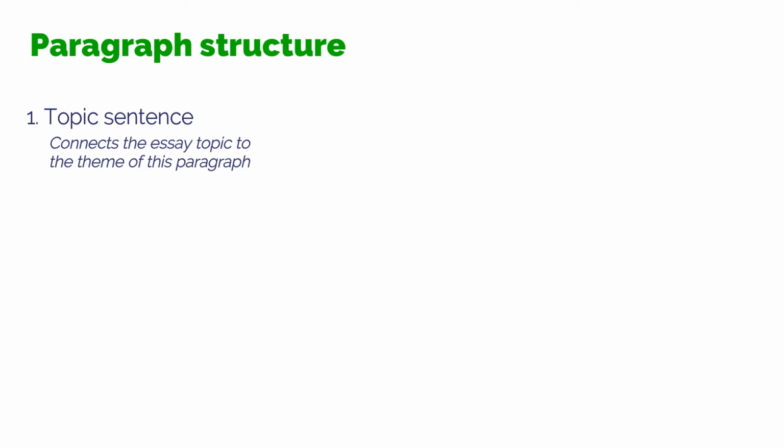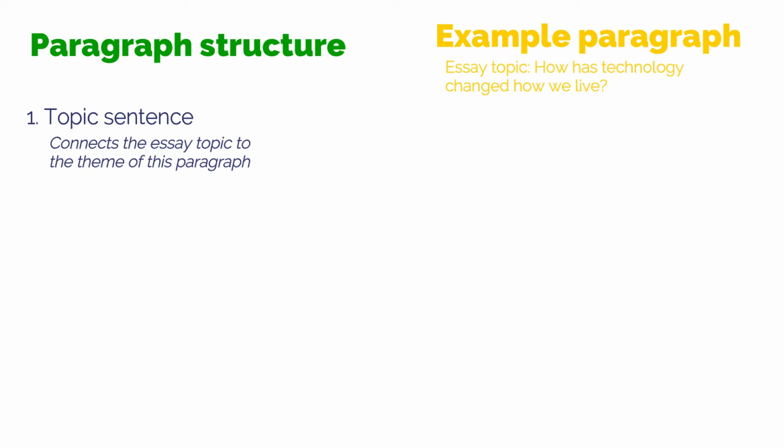So let's write an example topic sentence. Imagine you are writing an essay about how technology has changed how we live. You will have a few paragraphs with different themes, but the first one will be about personal technology, like computers and iPhones. So, your topic sentence needs to connect personal devices to how they have changed how we live.